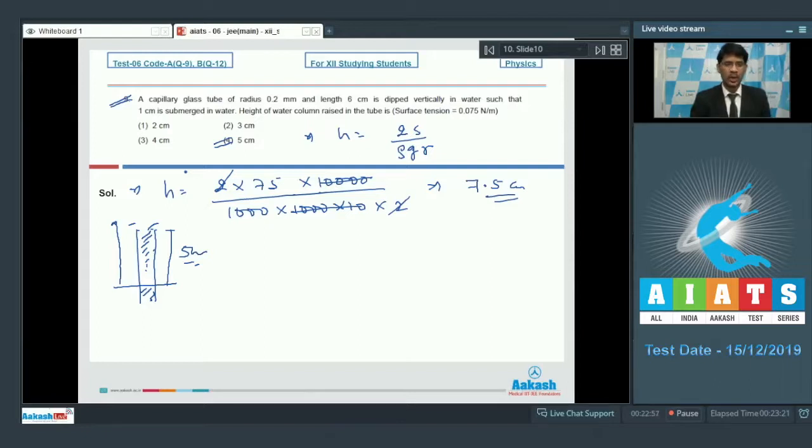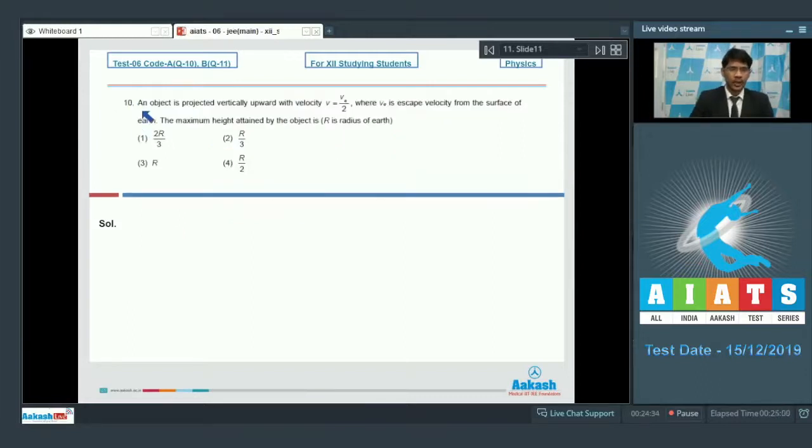Now we shall proceed to question number 10. In question number 10, an object is projected vertically upward with velocity v equal to ve divided by 2, where ve is escape velocity from the surface of Earth. The maximum height attained by the object is. We need to find what will be the maximum height from the surface of Earth that the object will attain. This question is yet again simply the application of conservation of mechanical energy in a gravitational field. This height, I'm writing it down to be h.